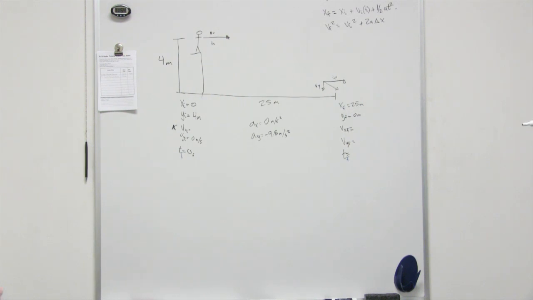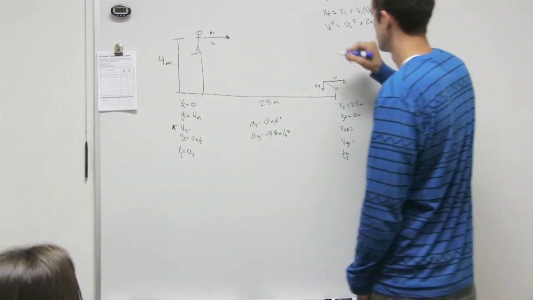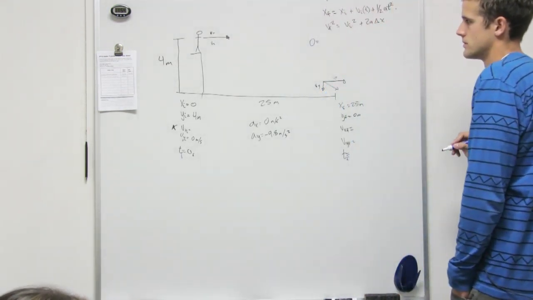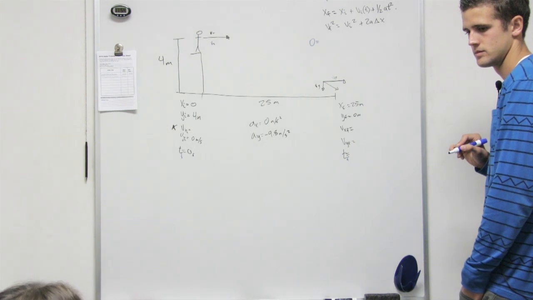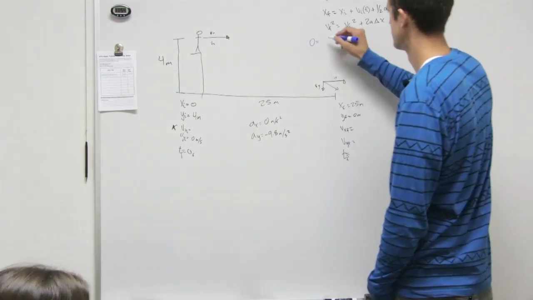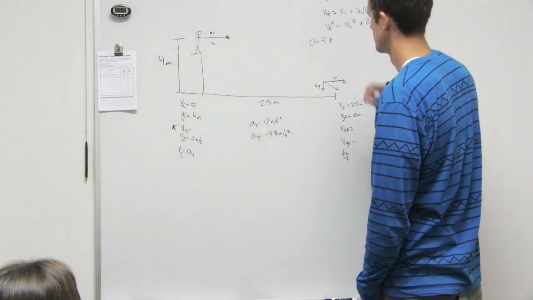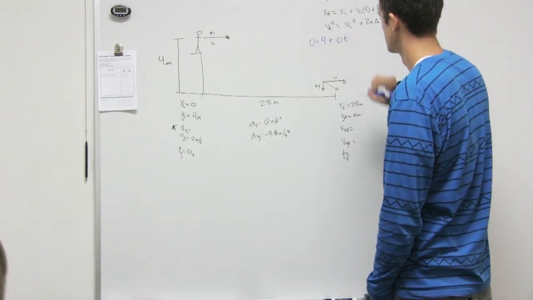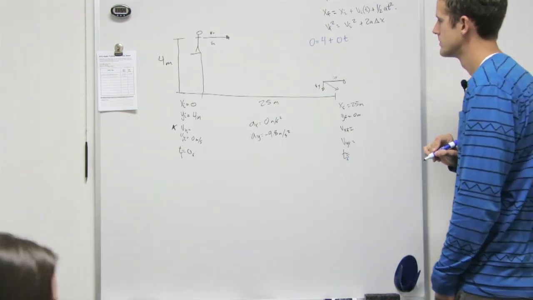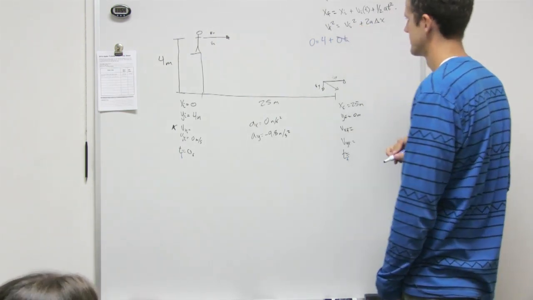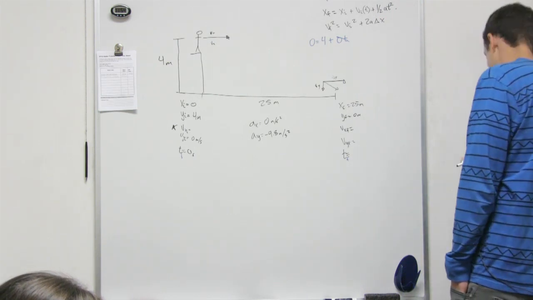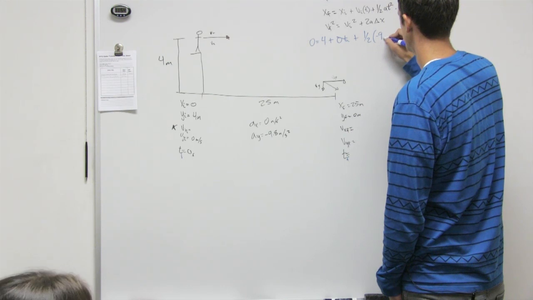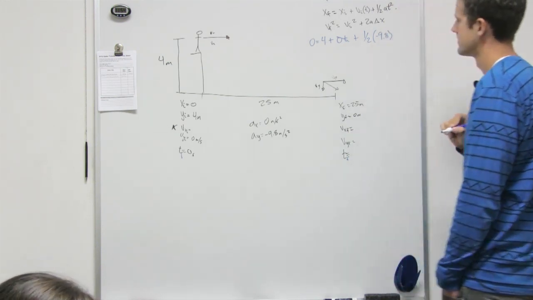So our y final is 0. And then our y initial is 4 plus velocity initial 0 times time, we don't know that one though, but it's times by 0 anyways. Plus 1/2 times negative 9.8 times time squared.